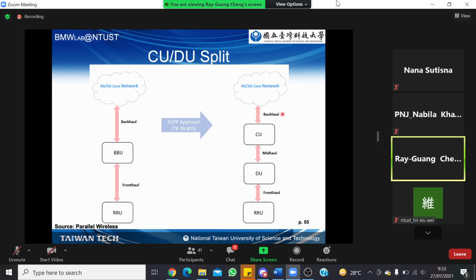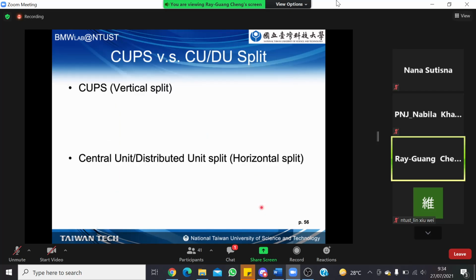Then we have three terms: backhaul, midhaul, and fronthaul. Backhaul is used to connect the core network and the CU. Midhaul is between CU and DU using F1. Fronthaul is between DU and RU. So we can have a quick comparison between CUPS and the CU-DU. CUPS is vertical split. CU-DU is horizontal split.